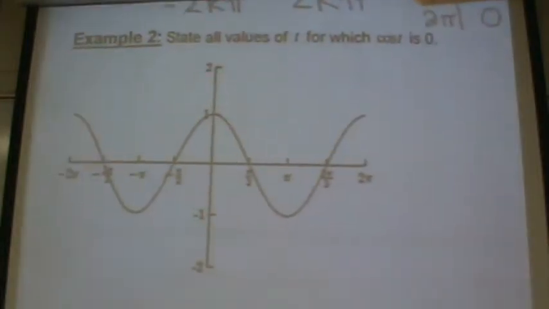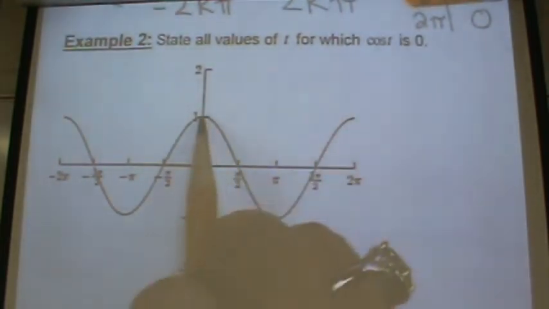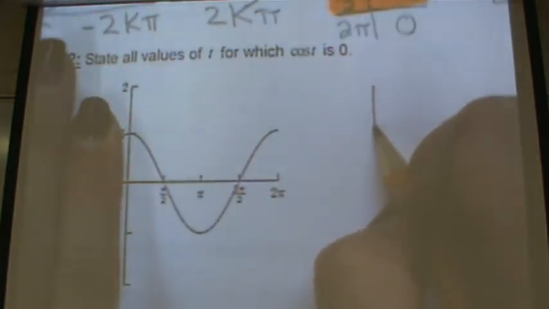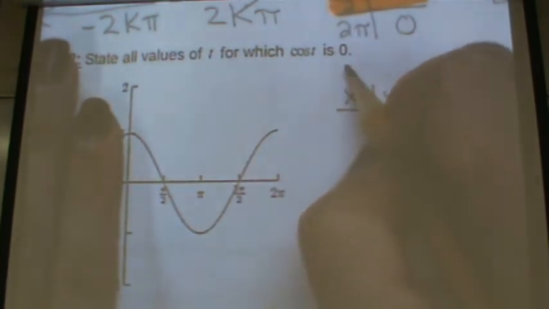Check out this next one. This is the cosine graph. How do you know it's the cosine graph? Because it started high. Now, where did these points come from? Just to refresh your memory.